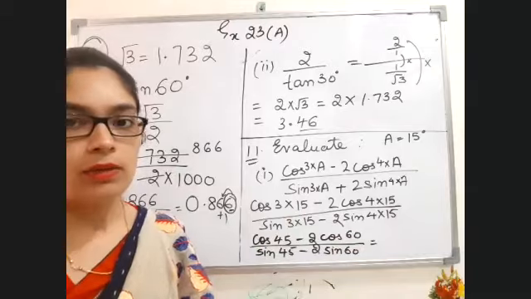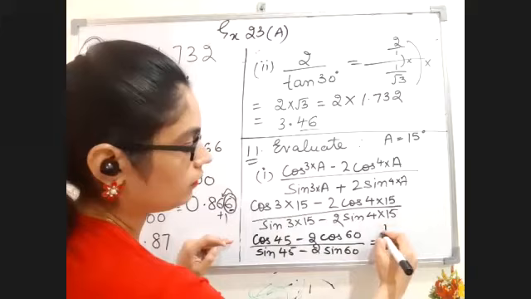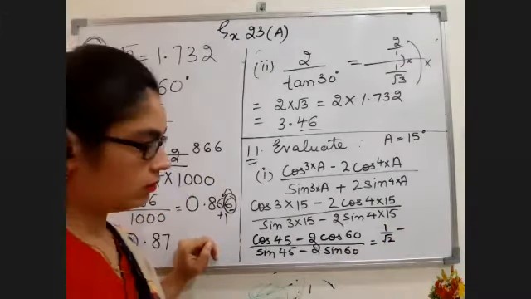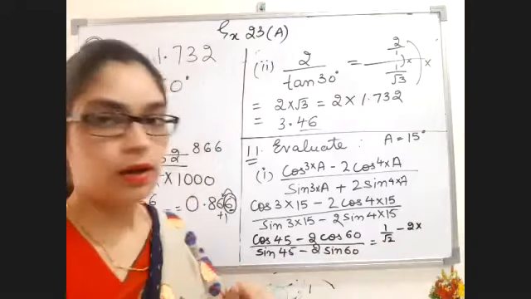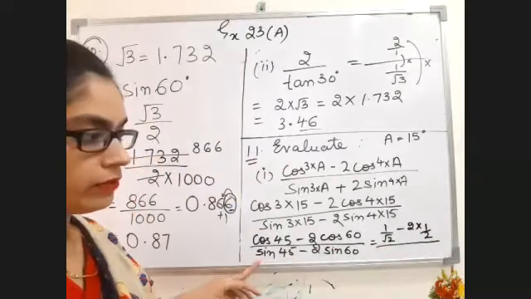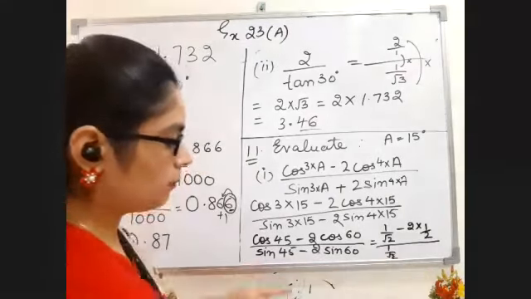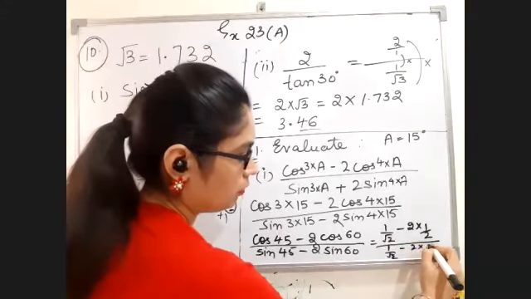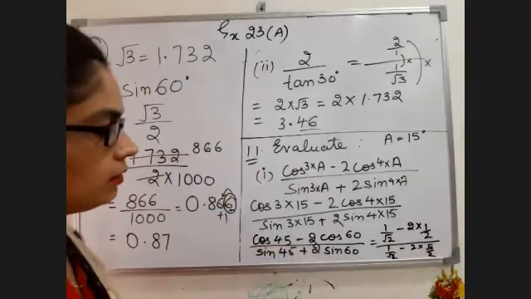So now let's write down the values. Cos 45, what is the value? 1 by root 2. So 1 by root 2 minus 2 into 1 by 2, by sin 45, 1 by root 2, plus 2 into root 3 by 2. Okay, here plus is there.